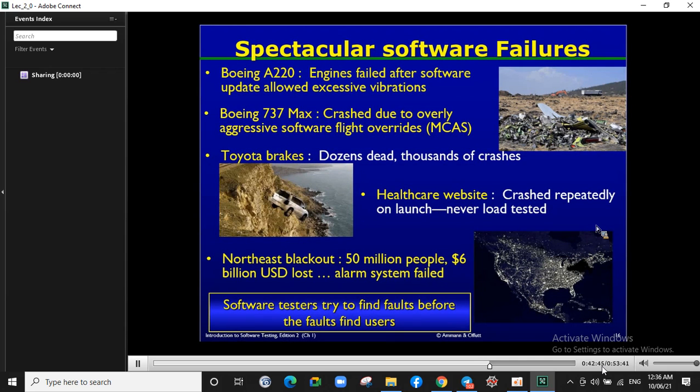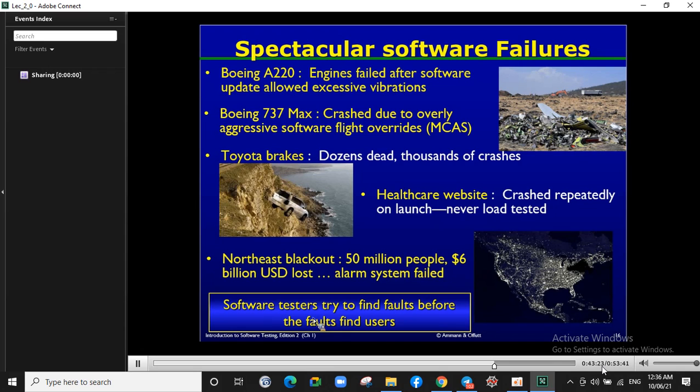Also, this slide shows some of the software failures that caused loss of life and large monetary losses all over the world. So software testers try to find faults before the faults find users. This is an important sentence in this slide.